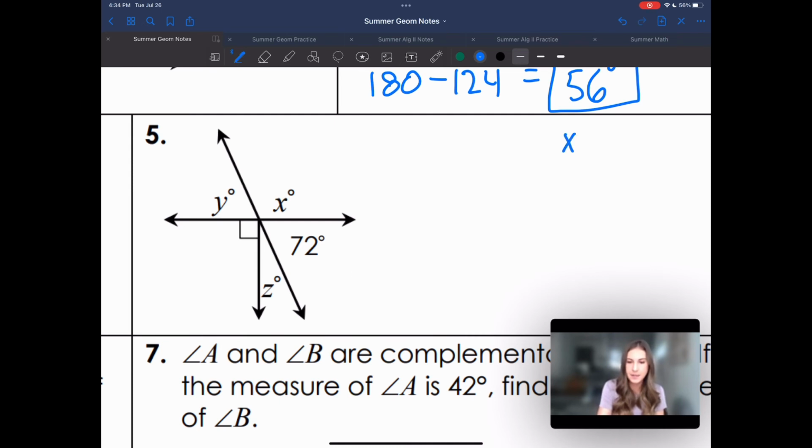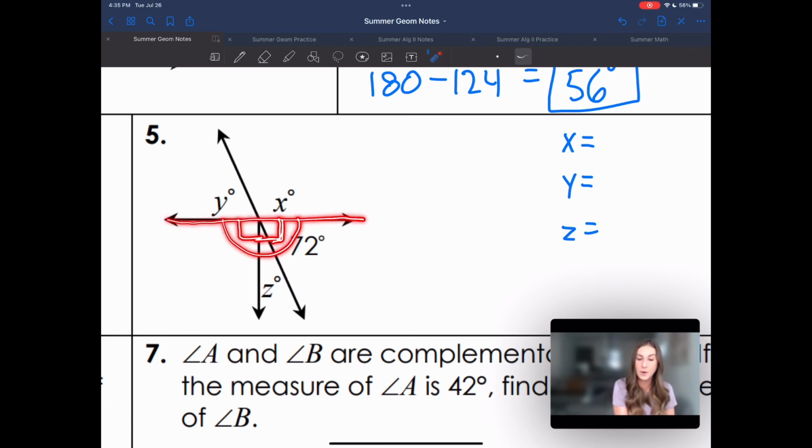Again, we want to find X, Y, and Z, so I'm going to write that out to the side. X equals, Y equals, Z equals. Okay, if they give you a right angle, you can use that to do a lot of different things here. So if this is 90, and there's a lot of lines, you really have to think of them separately. So I'm going to look at this line, and the fact that this is 90 means this side also has to be 90 because those have to add to 180.